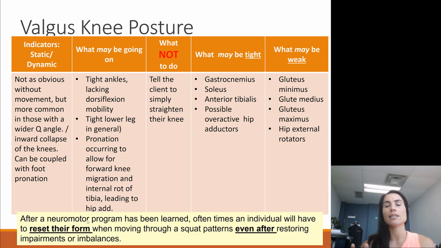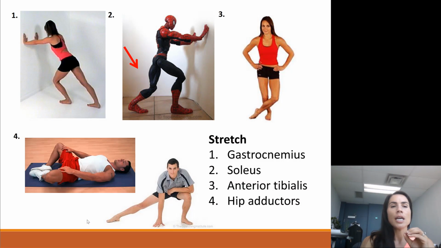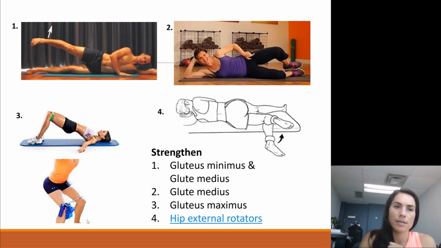And so that's where it's less about telling them to straighten their knee, and more about addressing the issues that are causing that to happen. Here are some stretches that can help with that. You have your simple gastroc stretch, soleus stretch in picture 2. Picture 3 is that anterior tibialis stretch. You can also use myofascial release for this as well. Number 4, both of those photos will help with those hip adductors.